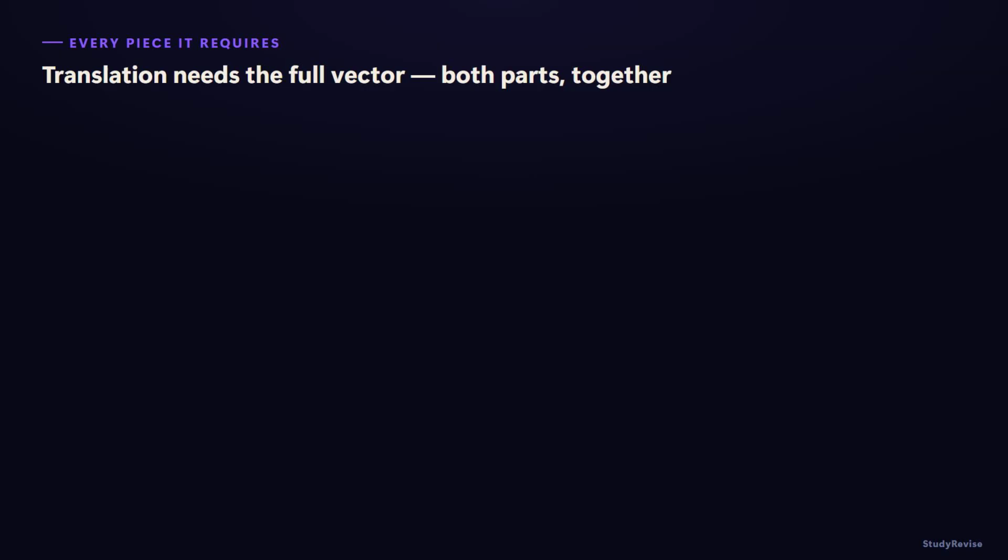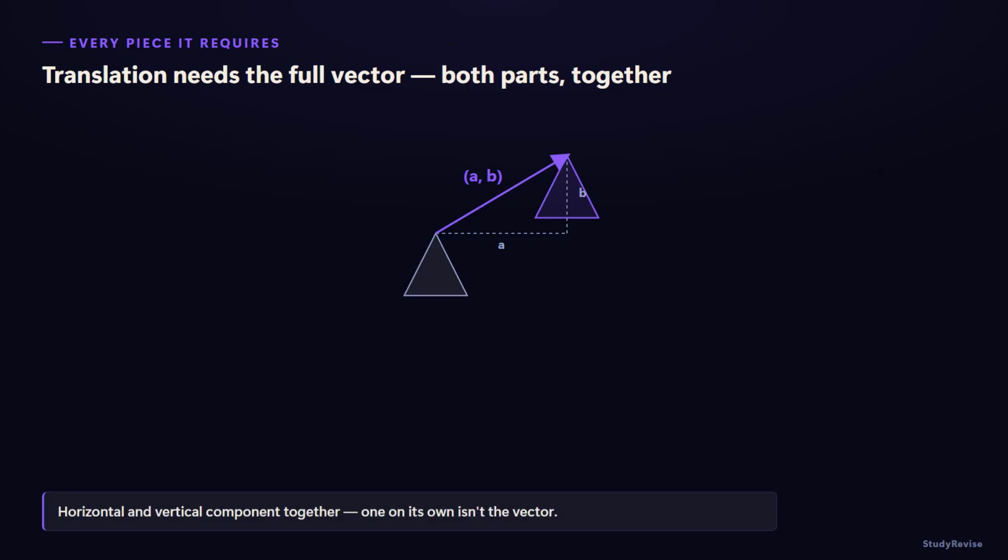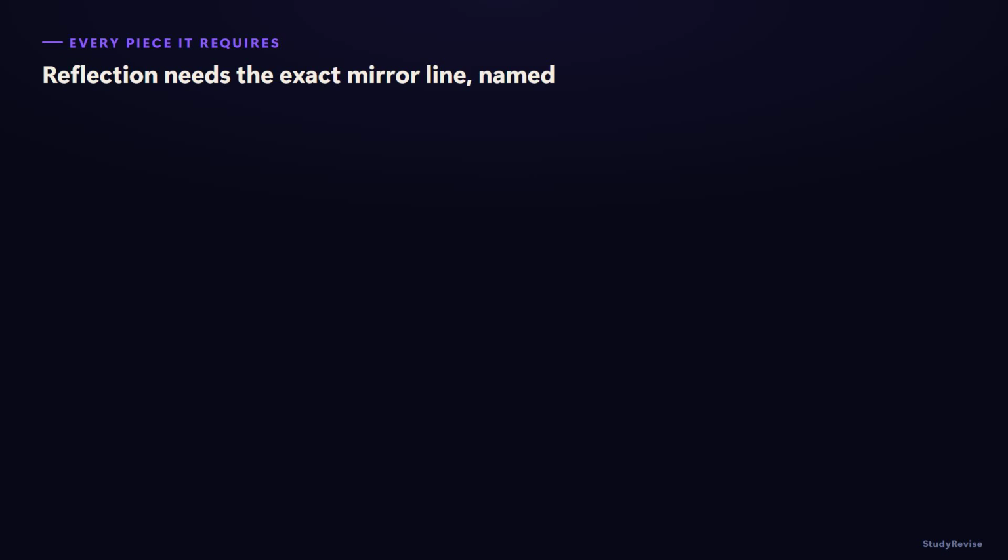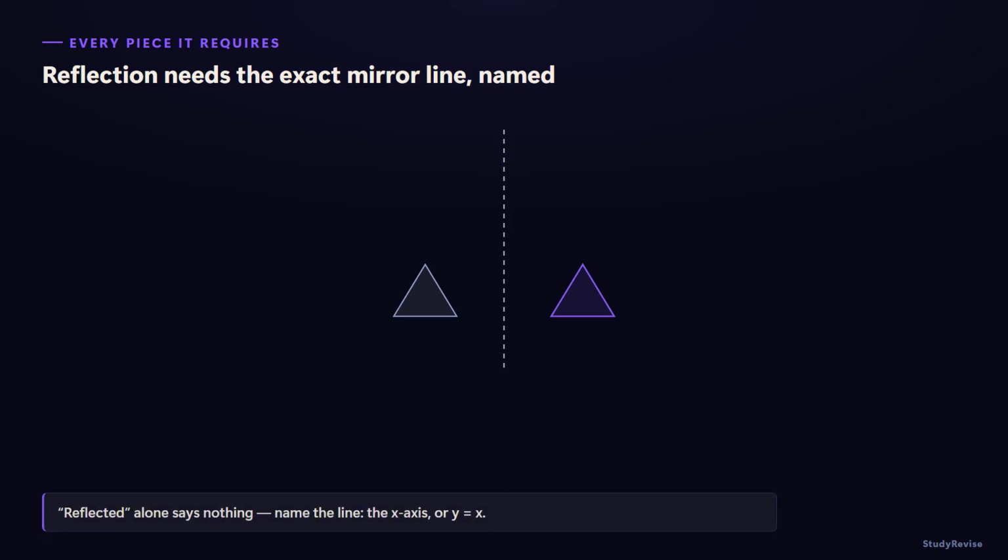A translation needs the full vector, both the horizontal and the vertical component, together, not one on its own. And a reflection needs the actual mirror line stated precisely. "Reflected" on its own says nothing. It has to be reflection in a specific named line, like the x-axis or y equals x. 4 different transformations, 1 shared rule. Name the type, and then give every single piece of information that type requires, not just the parts that feel obvious.